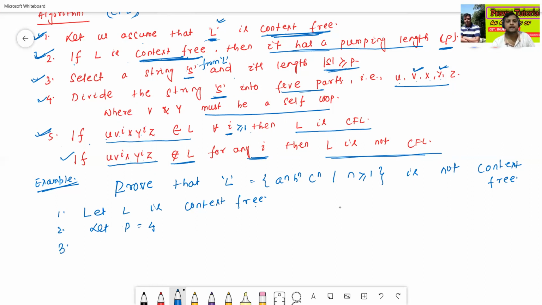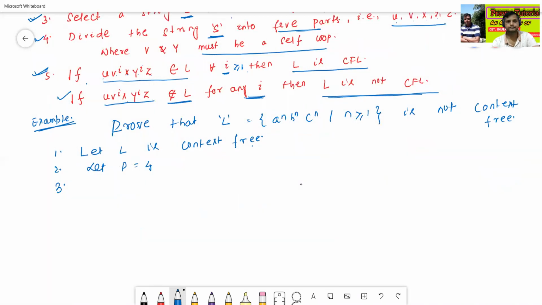What is the third step? Select a string S from L, and its length must be greater or equal to P. Let me select the string S equal to a to the power P, b to the power P, c to the power P.